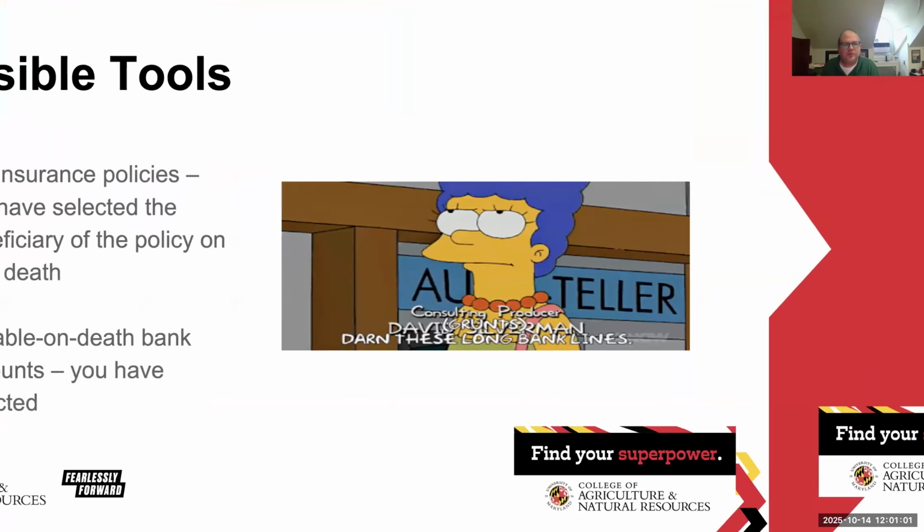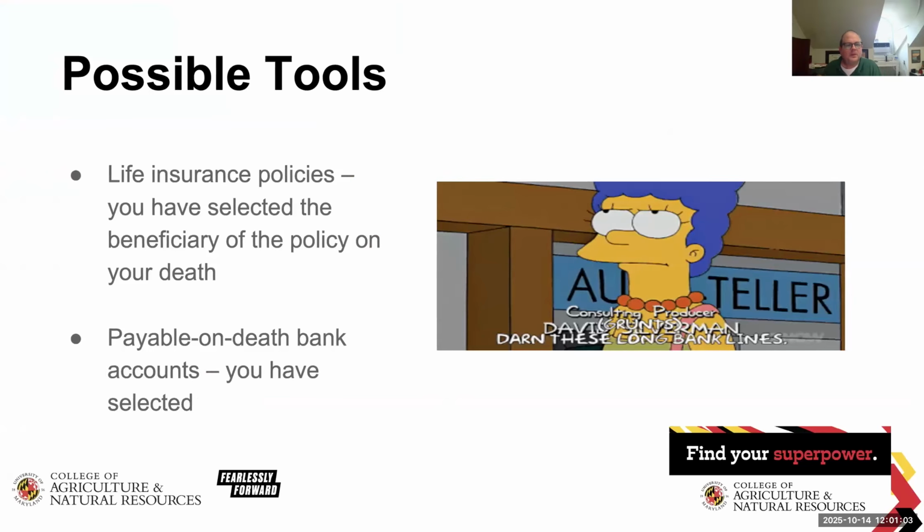So what are some other possible tools that we hadn't talked about? One, life insurance. This is all going to pass outside the will because you've already selected the beneficiary on the policy. Payable on death accounts, bank accounts, you've already selected who that goes to. I often point out, I really have an estate plan. I don't have a will. A lot of the stuff I have set up is either payable on death to my parents, or if they're not here, my brother and sister can have it.